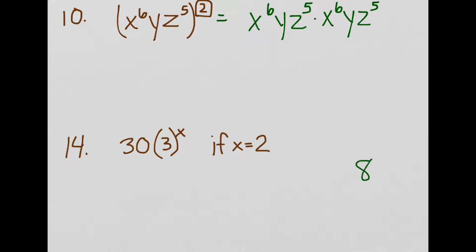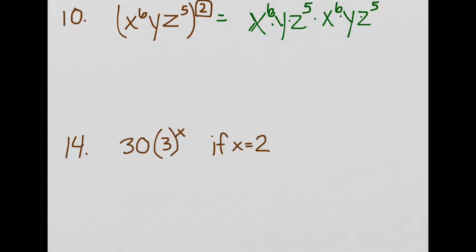Think about that. Just like how 8 squared equals 8 times 8, and x squared equals x times x, then x to the 6th, y, z to the 5th squared must equal one of them times another one. So then this becomes one of those earlier problems where we are actually going to combine like terms by multiplying. Everything here is being multiplied. Let's not erase, let's draw. There's a multiplication sign in between every one of these.